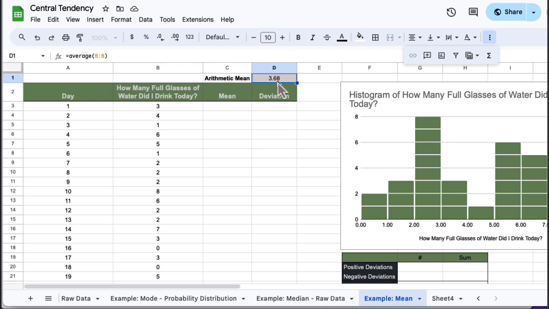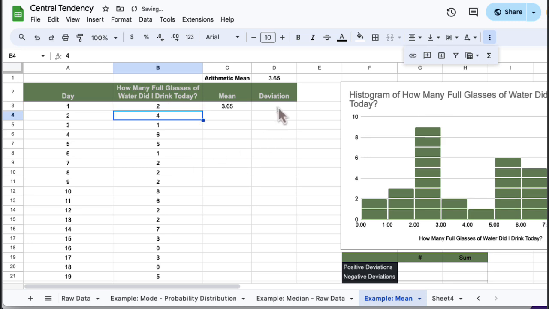We've already calculated that our mean is equal to 3.68 for all of our how many full glasses of water did I drink today? And what I'm going to do is I'm just going to say this value here is equal to the value up there. And this is important because if anything changes up here, it'll change down here. So let me just show you, oops, I didn't drink 3 glasses of water on day 1. I only drank 2 glasses of water on day 1. Well, that's going to change up here, and it's also going to change down here.